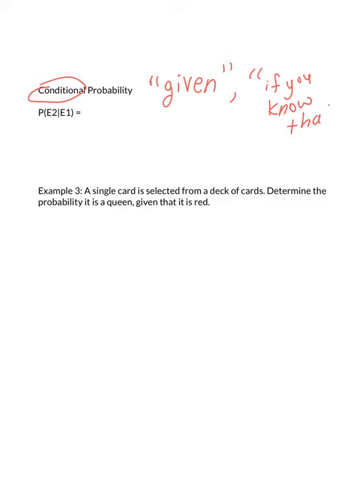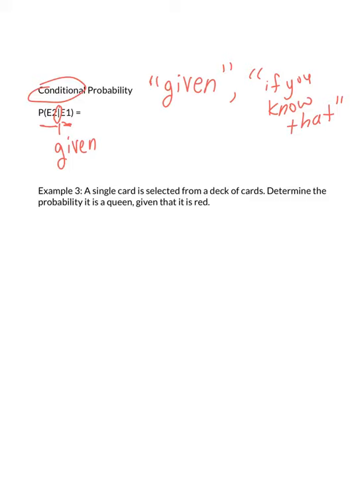So if you see the word "given," or if you know that, that's your cue. You're dealing with conditional probability. So the probability of some event, I call it E2, and I read that one vertical bar as "given." In other words, if I'm guaranteed that event 1, E1, is going to happen, equals.